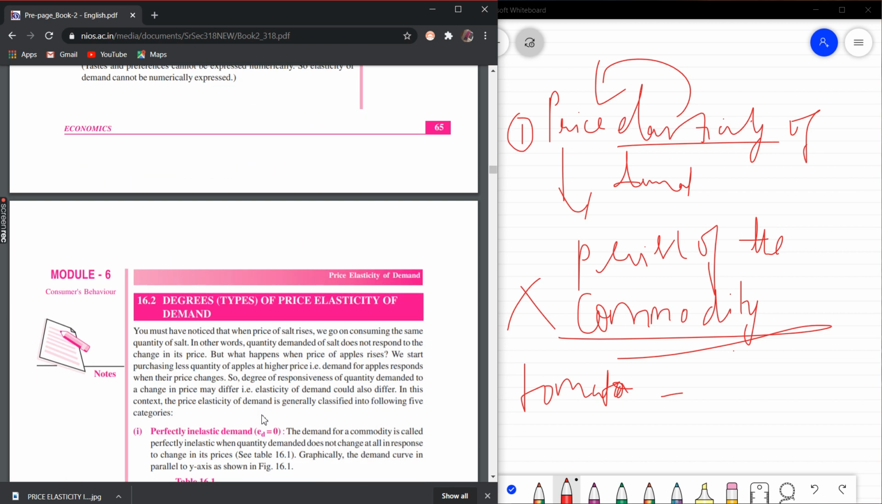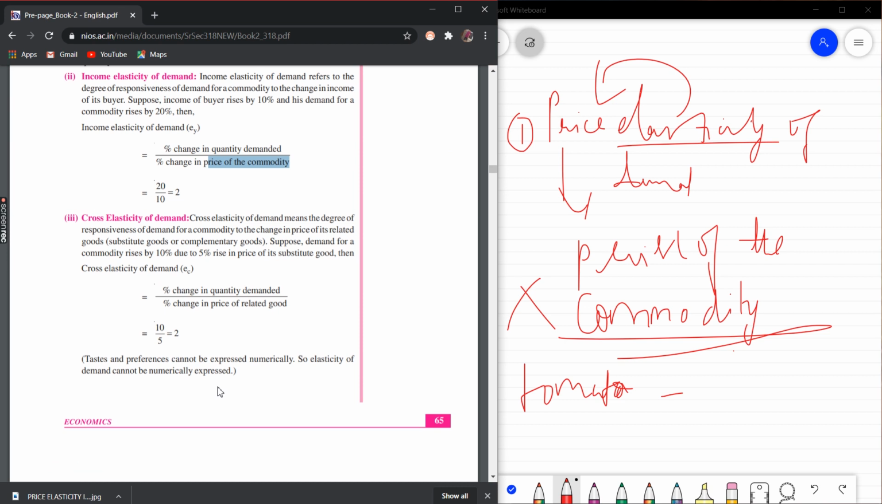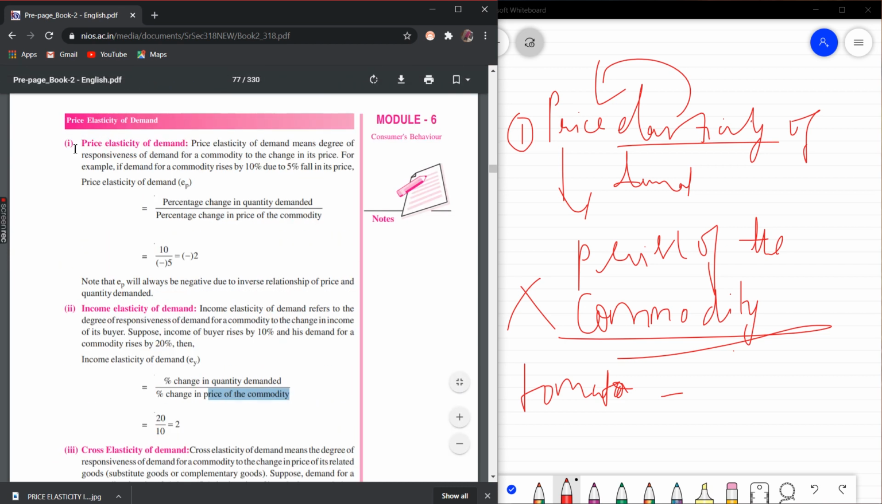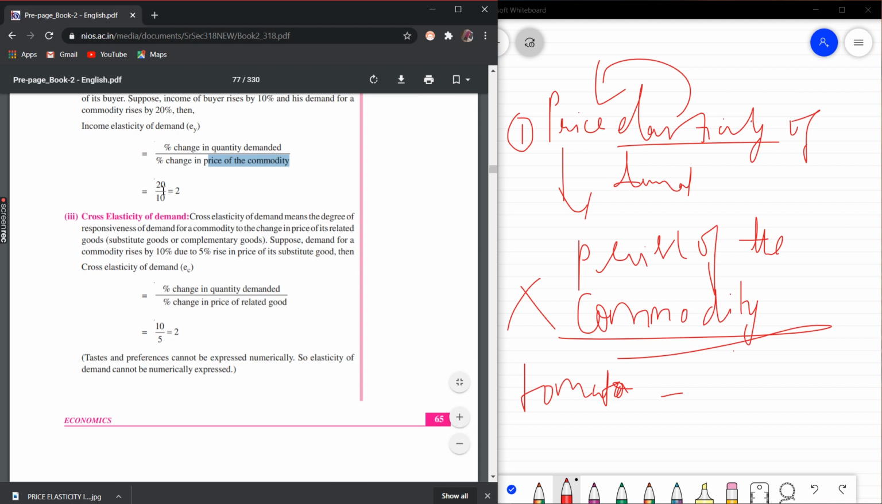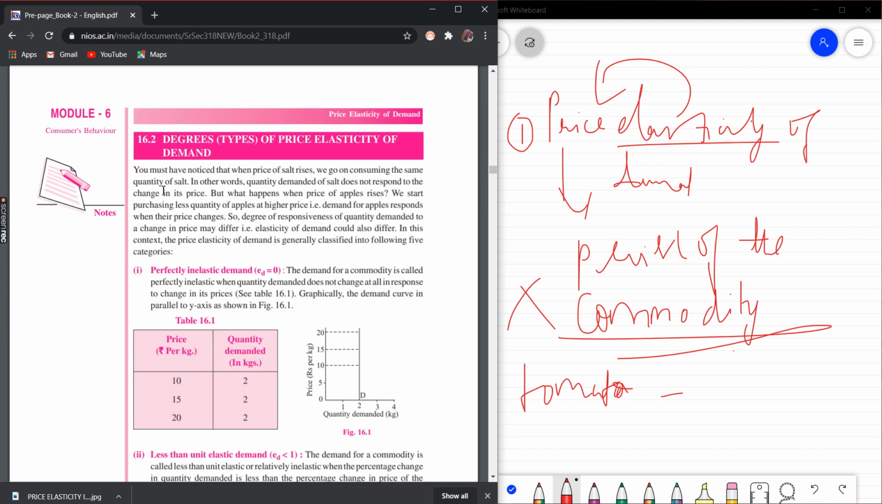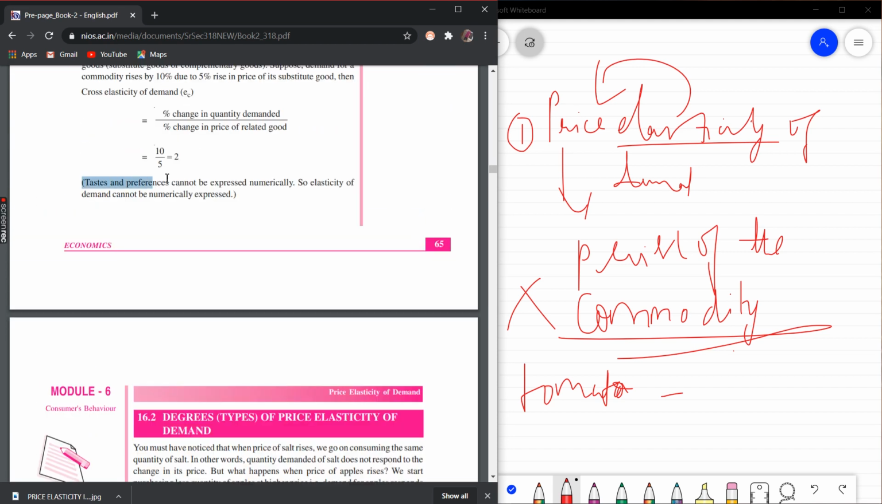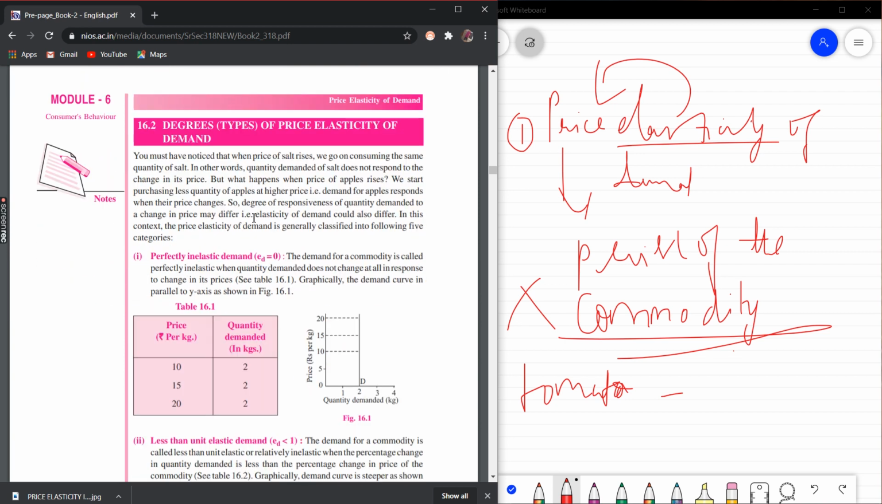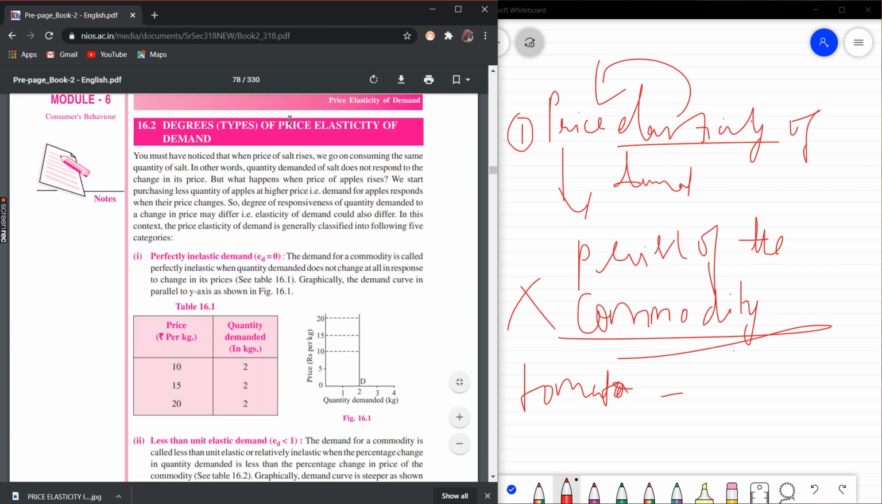Okay, so this is what they have mentioned here. This is what we have already seen. Actually I have told it, right? These are the factors affecting the demand for the commodity. Okay, so they haven't included taste and preference because they cannot be expressed numerically, so that is why they haven't included. So the next topic is types of price elasticity of demand.